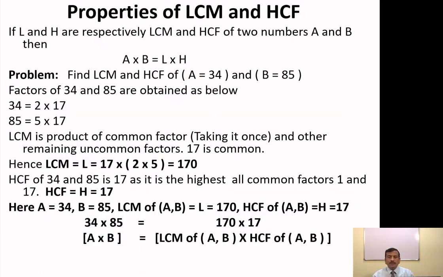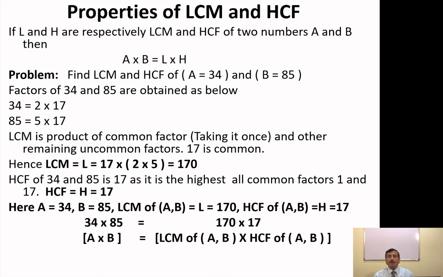Now let us see the properties of LCM and HCF. If L and H are respectively the LCM and HCF of 2 numbers A and B, then the product of A and B is the product of L and H, that is, the product of LCM and HCF. Let's see a common example. Find the LCM and HCF of A equal to 34 and B equal to 85. We obtain factors of 34 and 85 as 2 into 17 and 5 into 17 respectively.